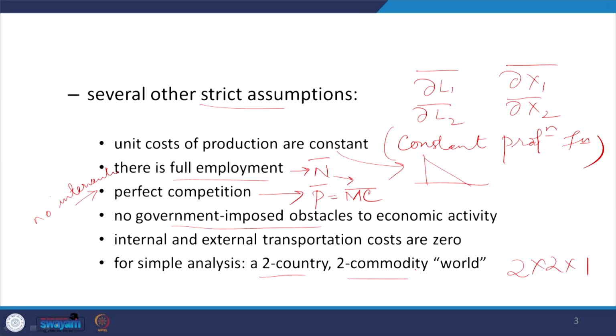Then internal and external transportation costs are also 0. I have already mentioned this point very specifically while we explained this theory. Now, they developed the theory as a 2 by 2 by 1 framework. So, basically a 2 country and 2 commodity world, and 1 stands for one factor of production, that is labor. So, these are broadly some of the very important assumptions of classical theory, especially by David Ricardo.